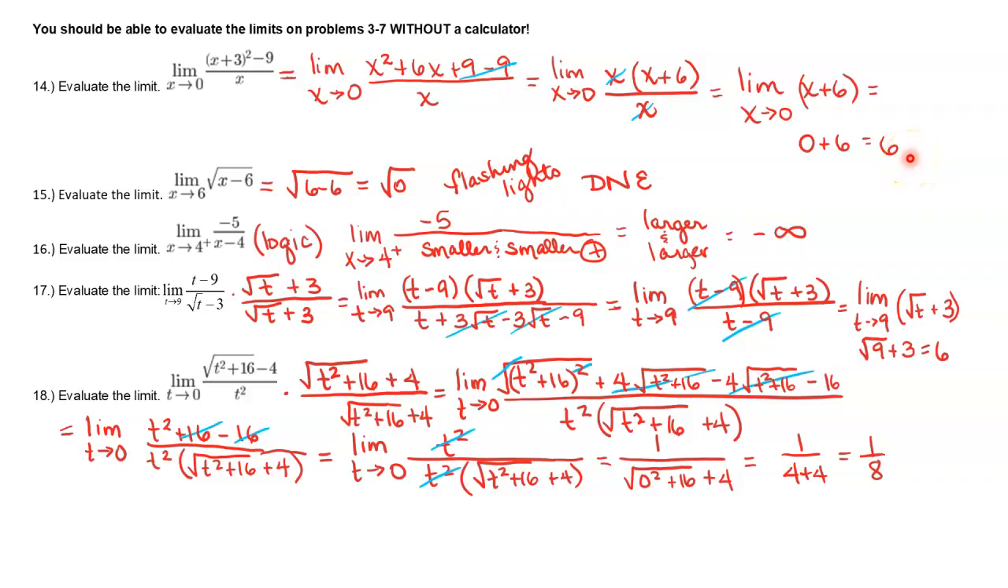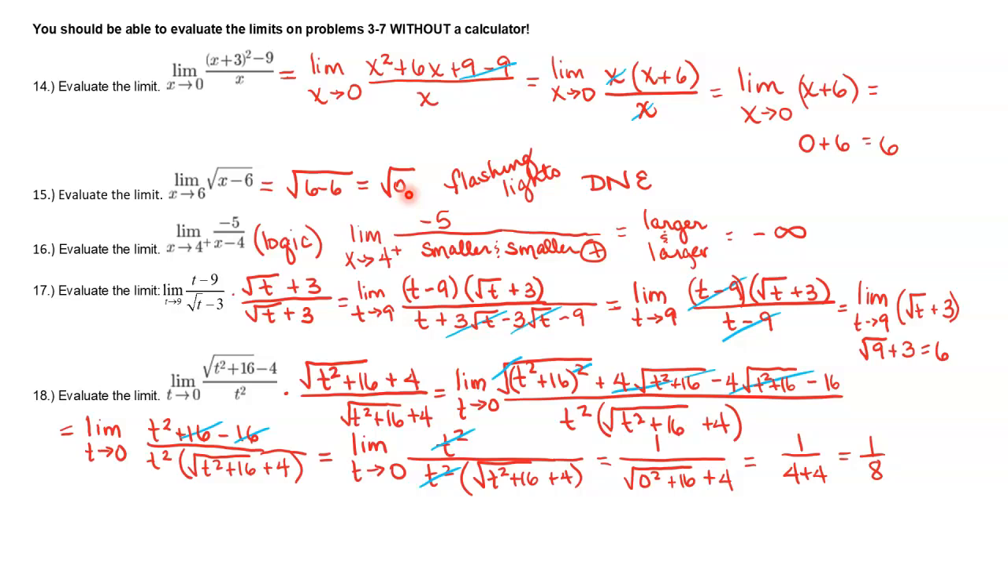All right, then for 15, if you'll notice, this is the overall limit. It's not from the left or from the right. It's the overall limit. So when I plug in and I get the square root of 0, flashing lights need to go off, because that will not exist when it's the overall limit. It will only exist from one side or the other, either from the left or from the right. If they had asked me for it one-sided, I might have come up with an answer. I got a 50-50 shot, right? But when it's the overall limit, it will be does not exist every time.